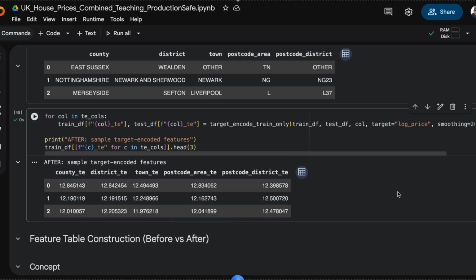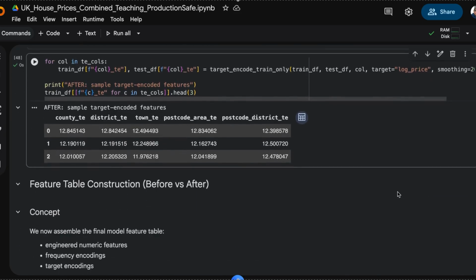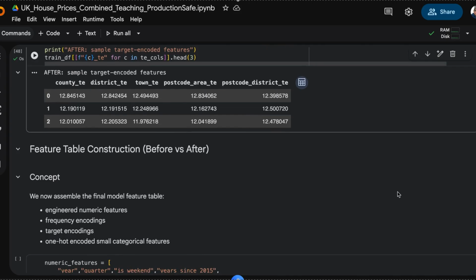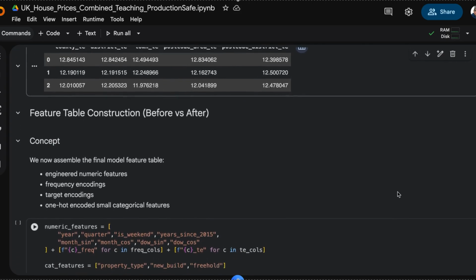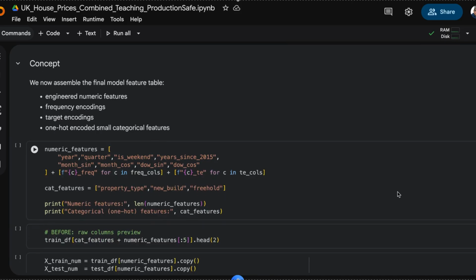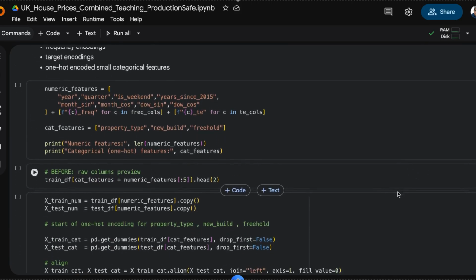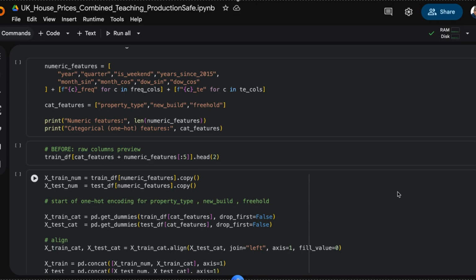After this step, we have reduced high cardinality location variables. We have captured density via frequency encoding. We have captured price behavior via target encoding. We have prevented leakage. We have now cleaned the data, engineered temporal features, reduced high cardinality variables, applied frequency encoding, applied target encoding. The next step is to assemble everything into a final modeling table.